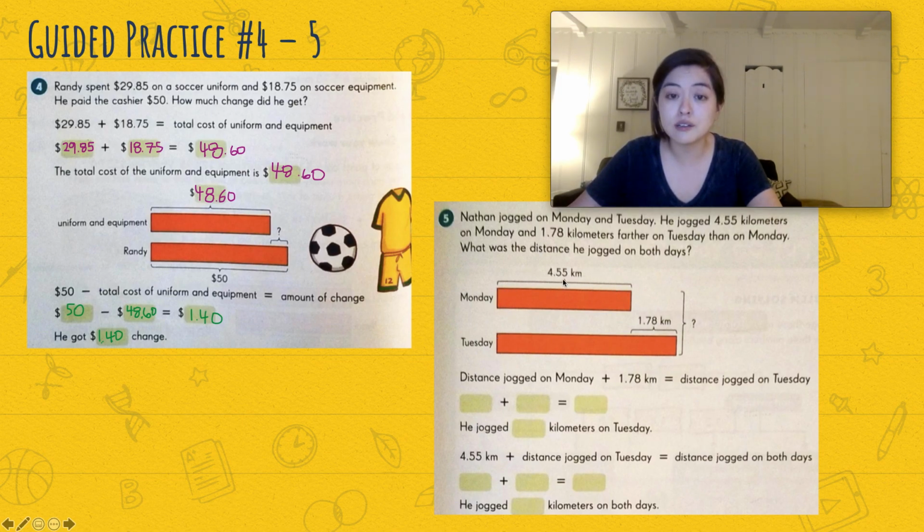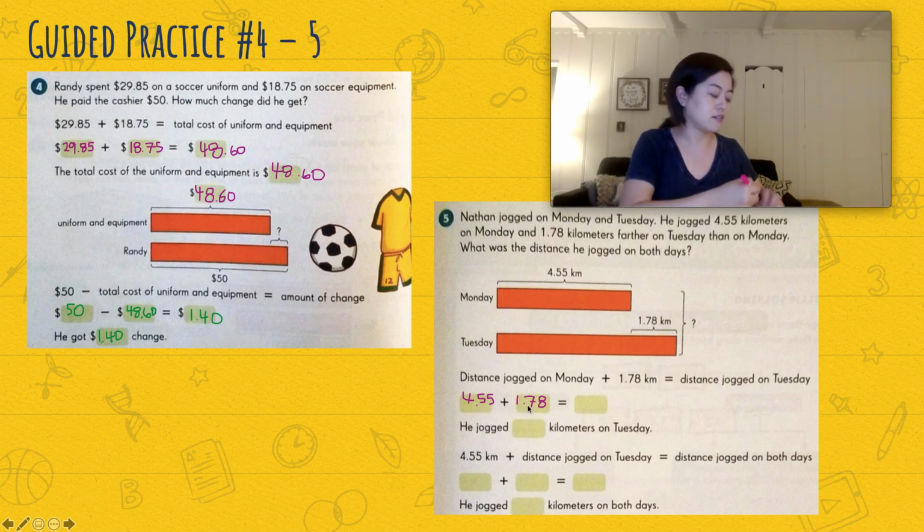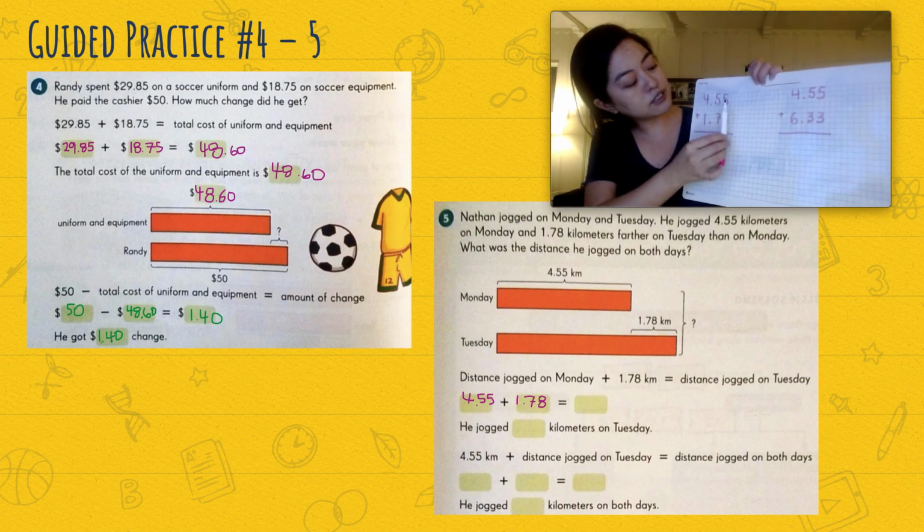So Monday here they drew it this length, and that's 4.55 kilometers. Tuesday he ran the same amount he did on Monday, but 1.78 more. Okay. So what was the distance that he jogged on Tuesday? Well, we have to add 4.55 plus 1.78. Okay, and I wrote it right here. So let's do the addition.